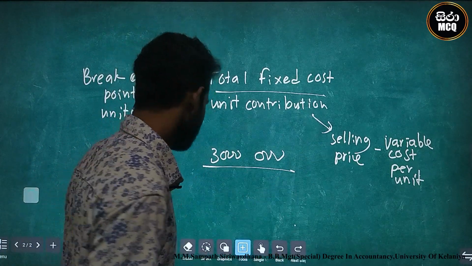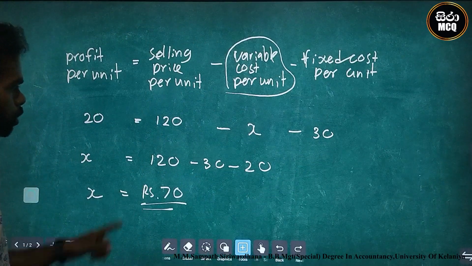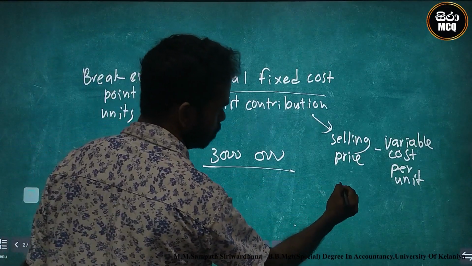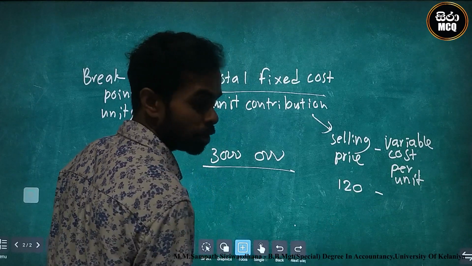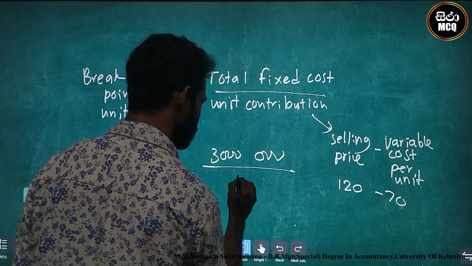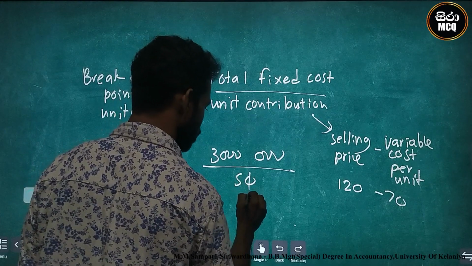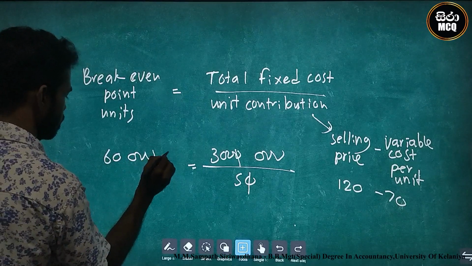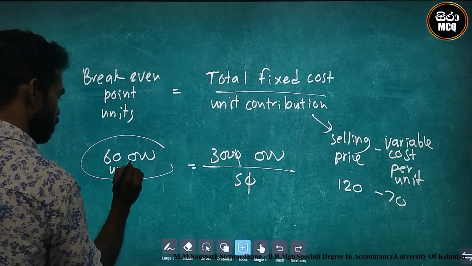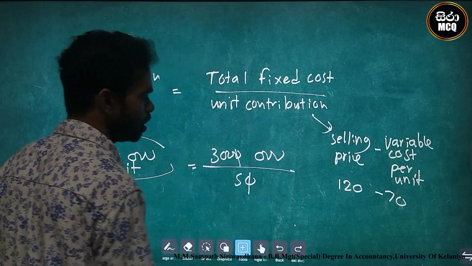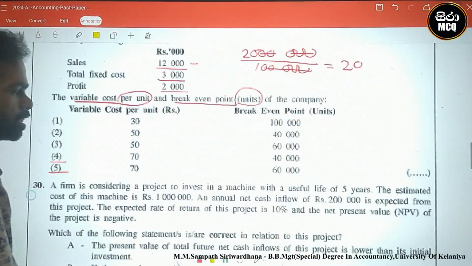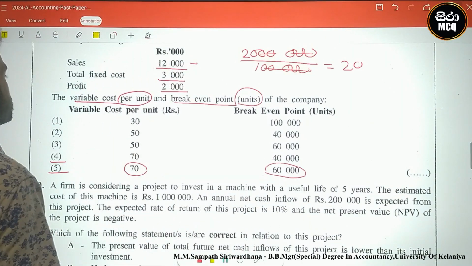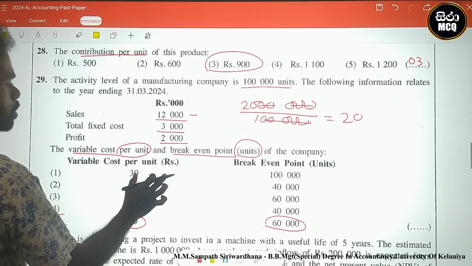Unit contribution: selling price is 120, variable cost is 70. Unit selling price is 120, variable cost per unit is 70, so unit contribution is 50. Therefore we can find 60,000 units. This is the break-even point. We can find the answer easily, 60,000. The answer is 5 for question number 29.